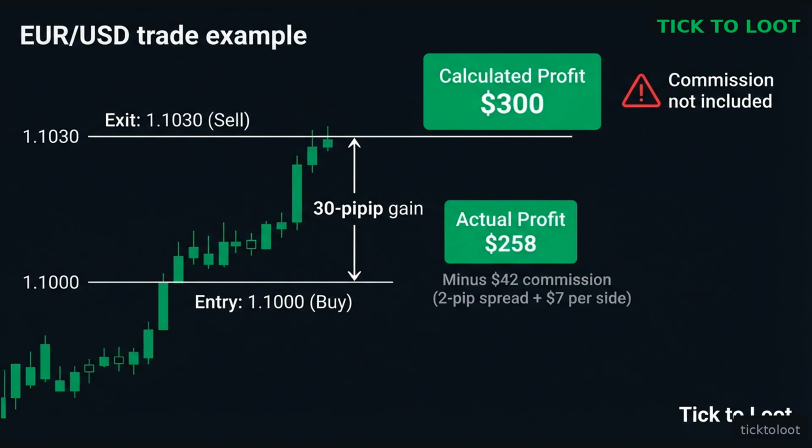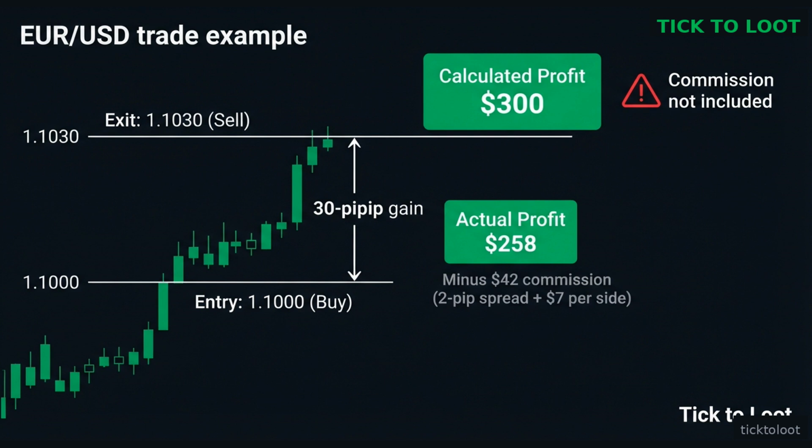When you see a profit figure on your screen that looks great, pause and ask yourself, did I subtract the spread and all commissions? If you answer no, you are likely overestimating your earnings. The visual on the screen shows the bright green box of the calculated $300 profit and a red warning sign that says commission not included. Below it, a smaller green box reveals the actual $258 after subtracting the $42 commission. The lesson is simple. Always include every fee in your profit calculation, or you'll think you're winning when you're actually just breaking even.